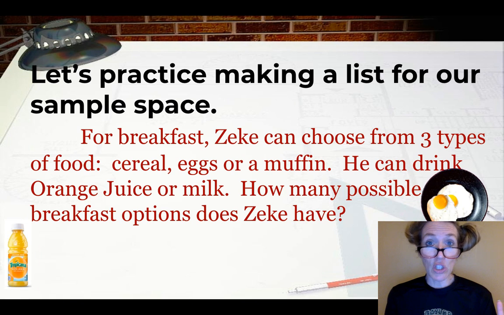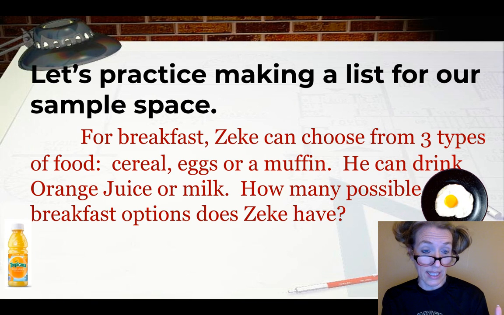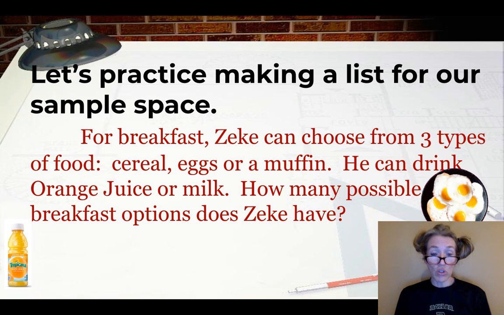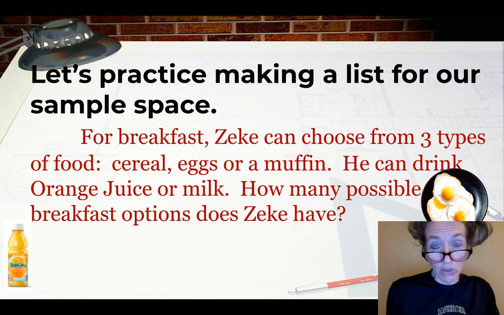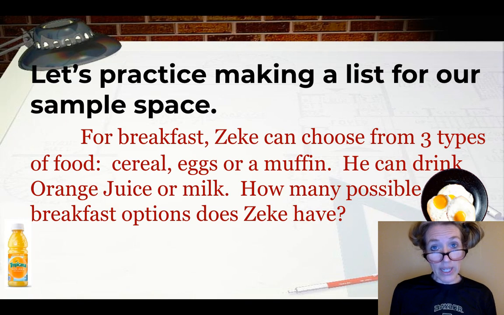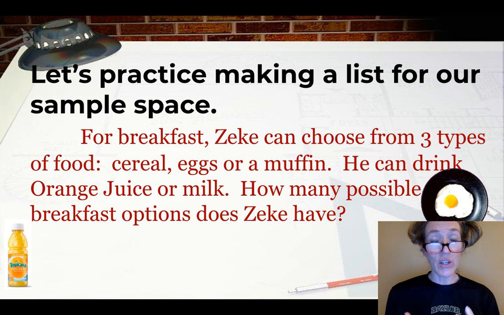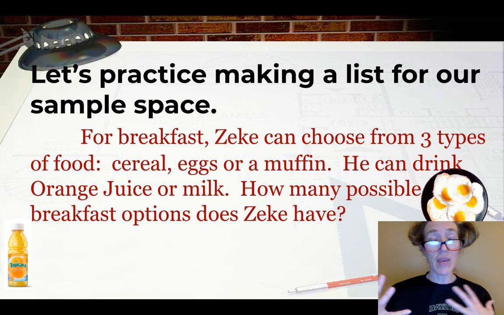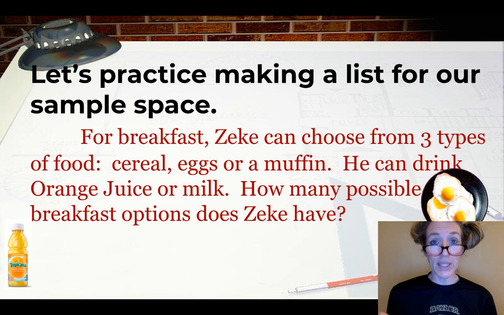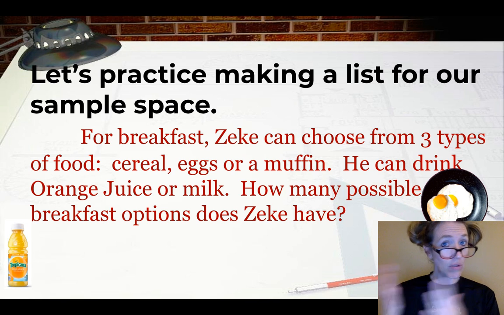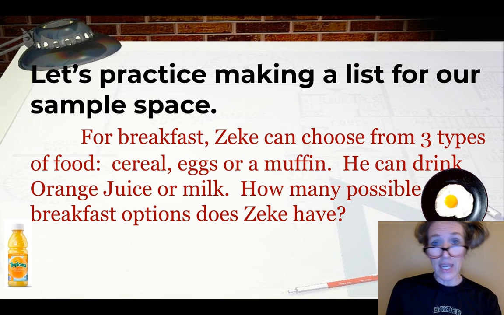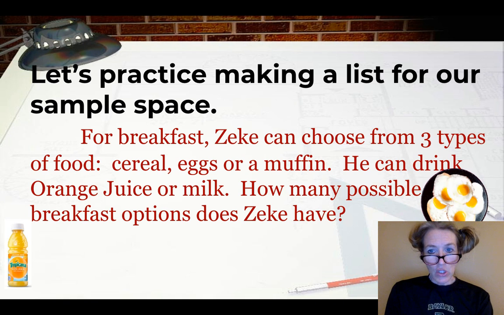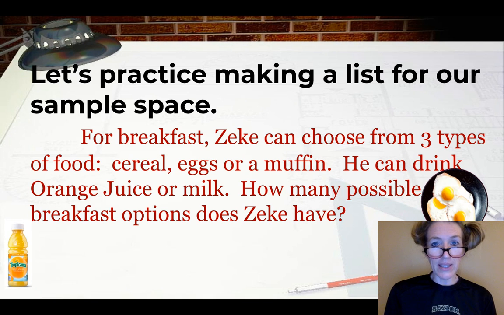These are the 3 foods from which he can choose. Then he can choose from 2 drinks choices. He's got a choice of orange juice or a choice of milk. So every morning, Zeke can pick 1 food and 1 drink. So I want you, on your piece of paper, to think about what the combination of choices Zeke has for breakfast in the mornings. And you can't pick 2 of any one thing. Okay? So go ahead and do that. Put a pause and make a list of our sample space.